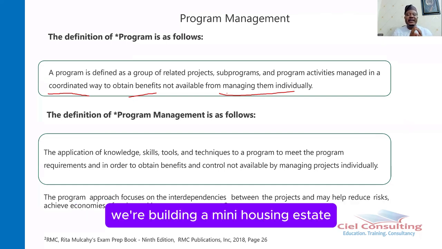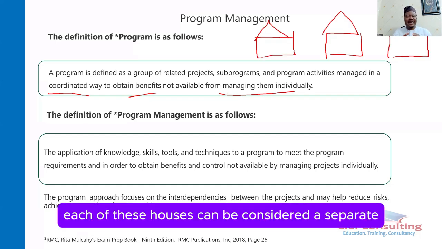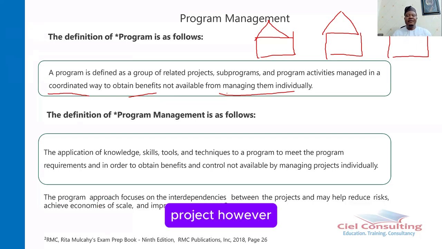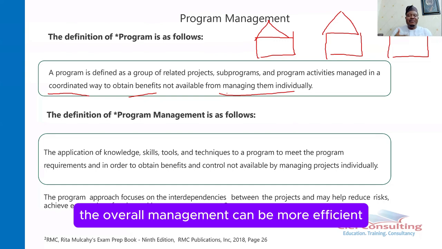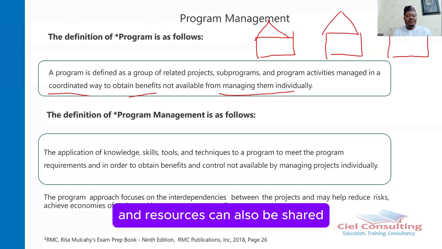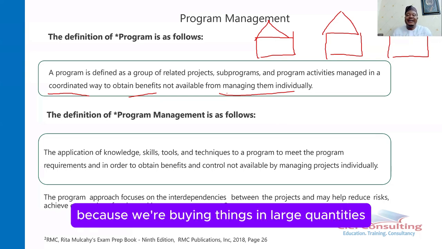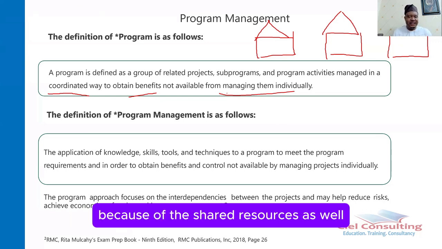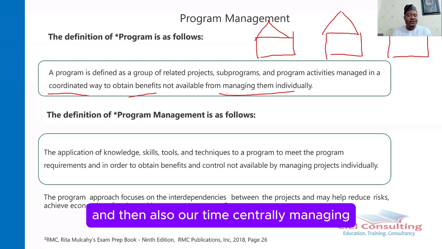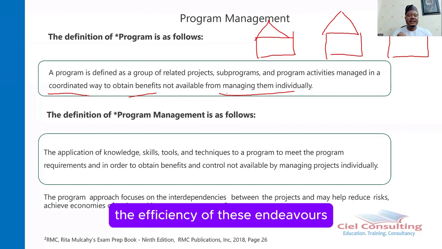So let's say, for example, we're building a mini housing estate. If we decide to build all of this, each of these houses can be considered a separate project. However, we can decide to group all of these together into a single program. And if we group it into a single program, the overall management can be more efficient and resources can also be shared. And then also you will notice that we can have what we refer to as economies of scale. Because we're buying things in large quantities, there's a chance it's going to reduce our cost. Because of the shared resources as well, that can also reduce our cost and then also our time. Centrally managing it also can help improve the efficiency of these endeavors.